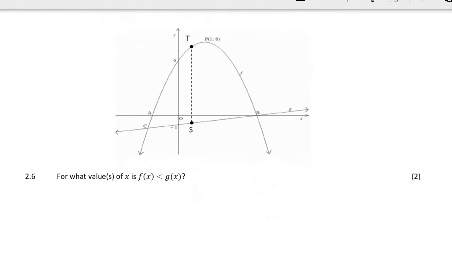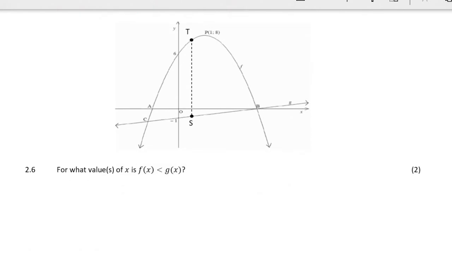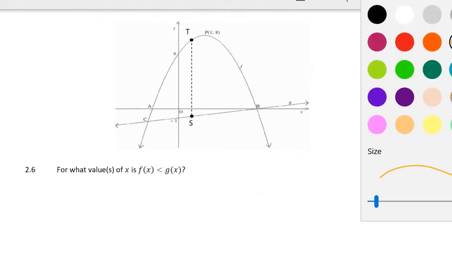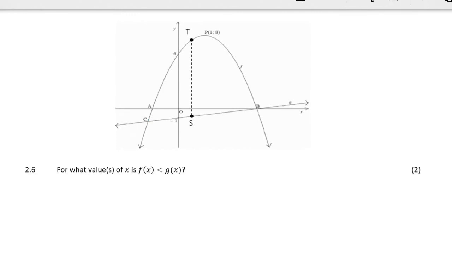Right, on to the next one. For what values is f of x less than g of x? Now, again, we've discussed this countless times. This always centers around these 2 points of intersection. So just to remind ourselves, that happened when x is 3, and this happened when x is minus 7 over 6, if my memory serves correctly. Now, this question says, when are the y values of the parabola less than the straight line?